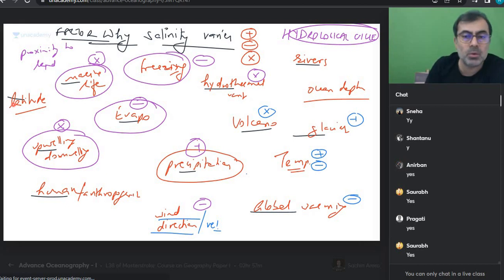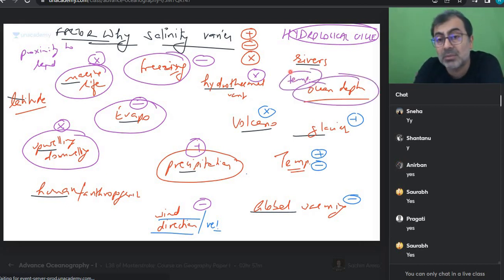True or not? Can I say ocean depth depends on temperature? So if the temperature is increasing, then something. If the temperature is decreasing, then something. So for that, we need one more understanding. What is that? The vertical variation of salinity that we will do.